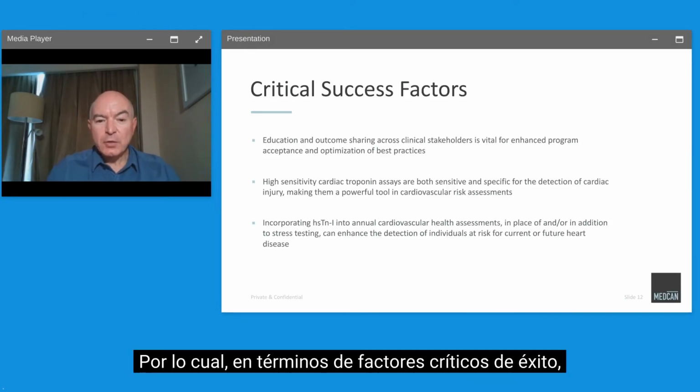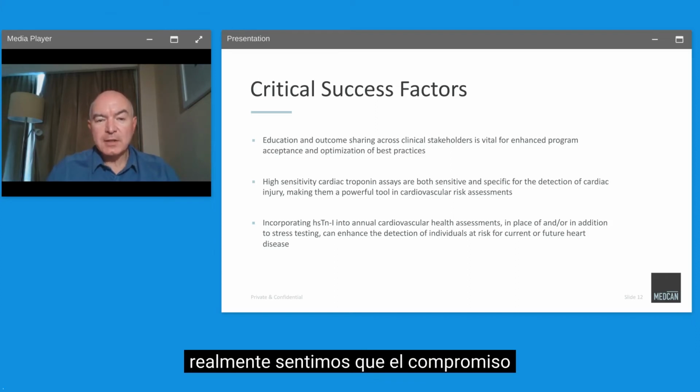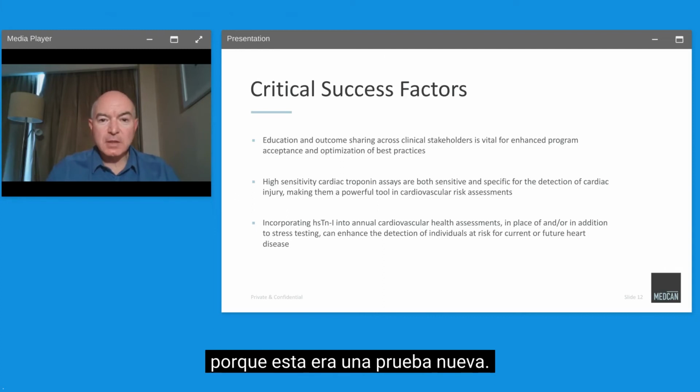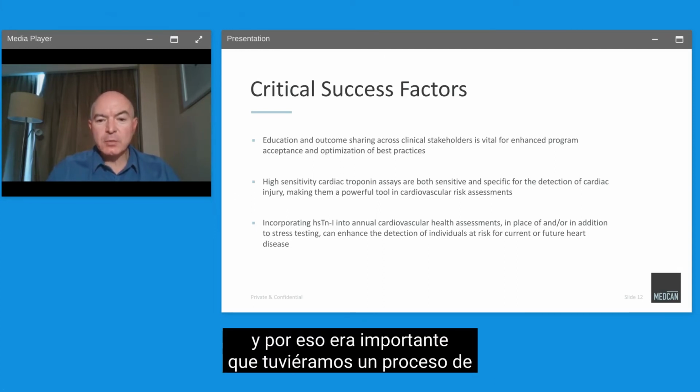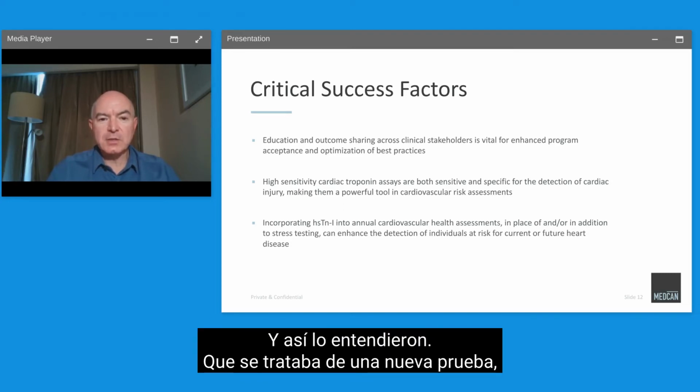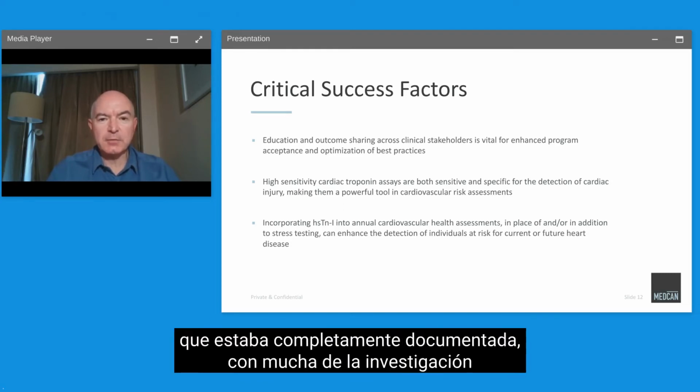So in terms of critical success factors, we really felt that engaging our physician staff early was very, very important because this was a new test. They didn't really know what this was about. And so it was important that we had an engagement process with our physicians, so they understood that this was a new test, but it was fully documented.